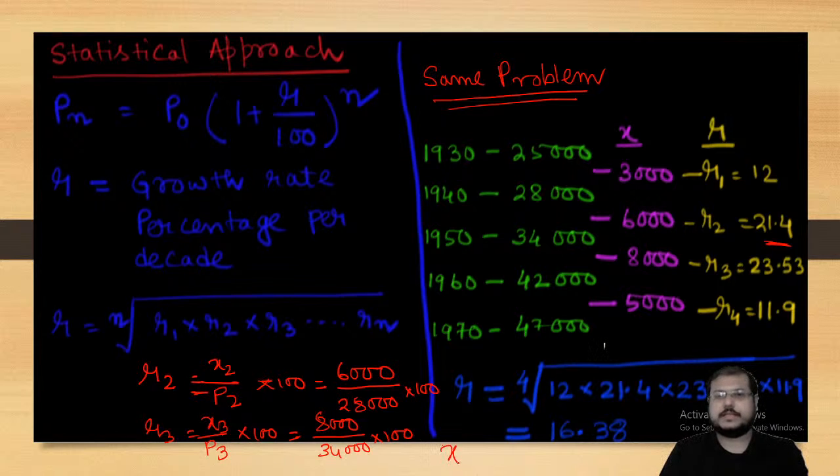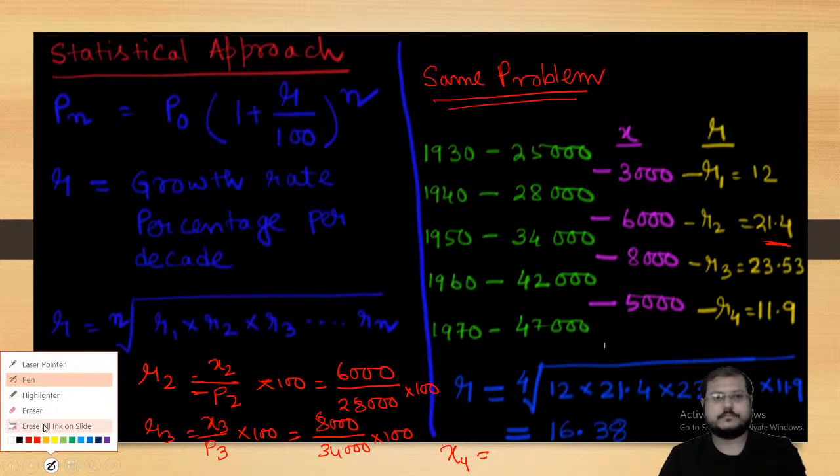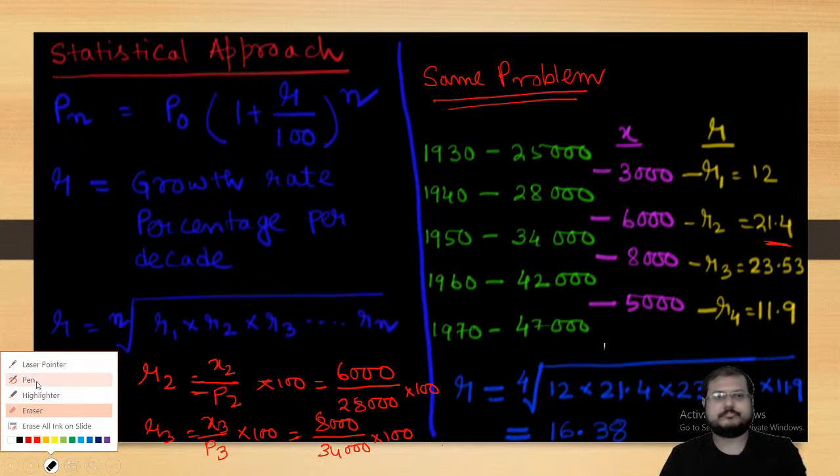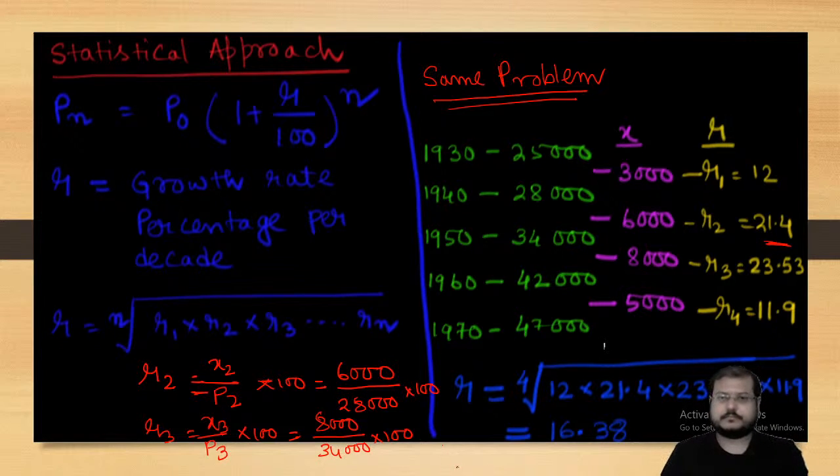Same if we are going for R4. R4 will be equal to X4 by P4 into 100. So it is nothing but 5,000 by 42,000 into 100. Value is 11.9. So all these R values, R1, R2, R3, R4, are listed here.